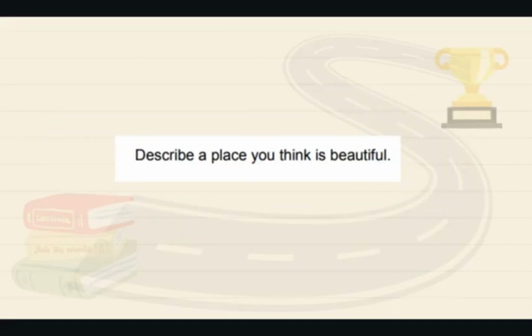Here, let's have a go at the story. So we have to describe a place you think is beautiful. Have a go at planning this answer together and press play once you have to have a look at my examples. Right, let's have a go at analysing this together.